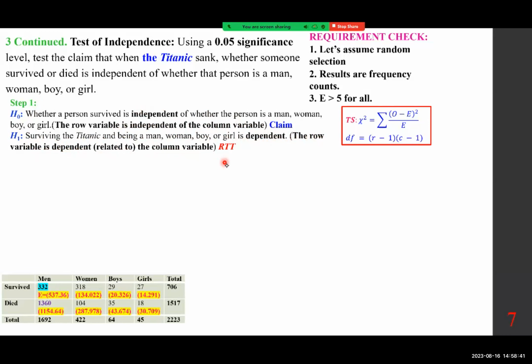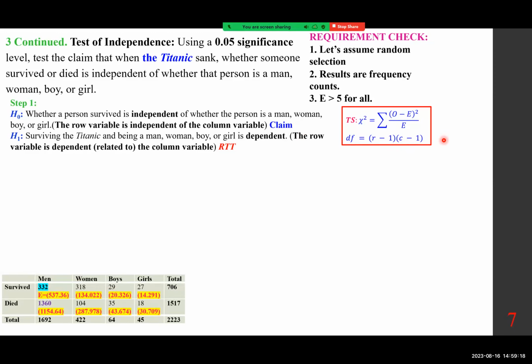So this is one general form of writing anything, by the way. The test statistic is just like before. Degrees of freedom is R minus 1 times C minus 1. R represents the number of rows, and C represents the number of columns. So for the sake of argument here, we have 4 columns and 2 rows. So 2 minus 1 times 4 minus 1 makes it 3. So you see how the degrees of freedom works.